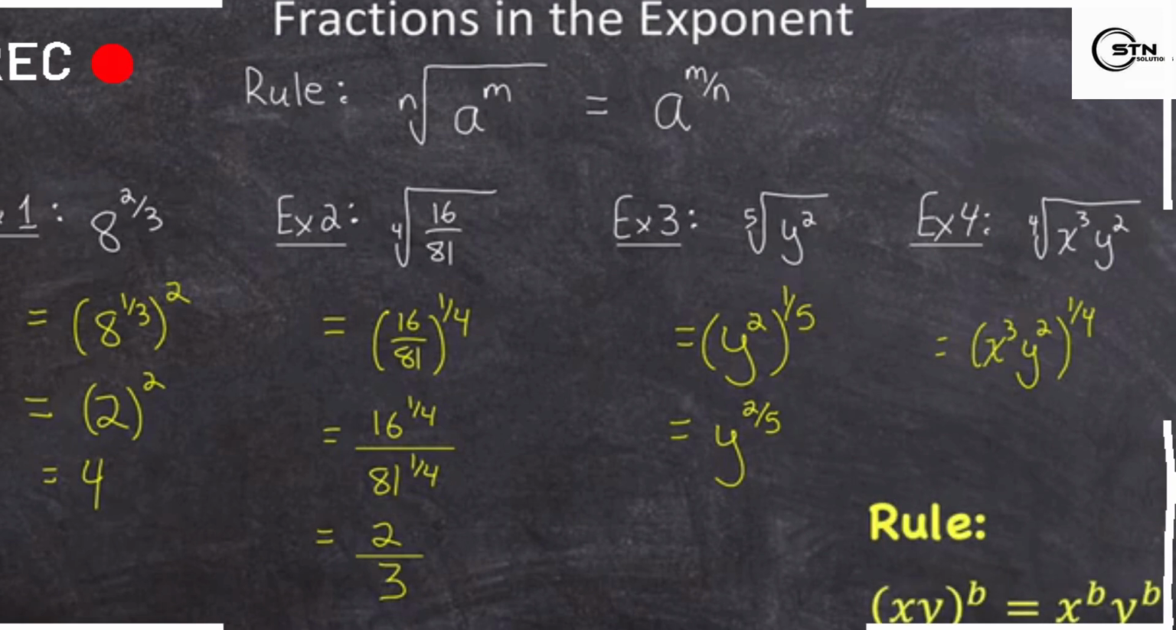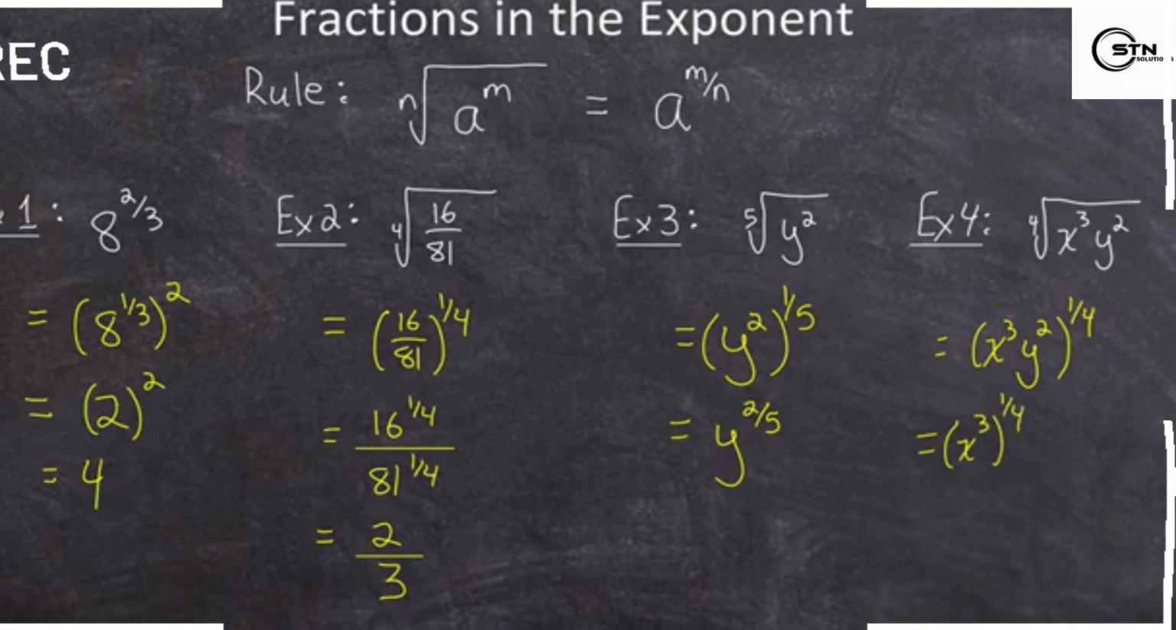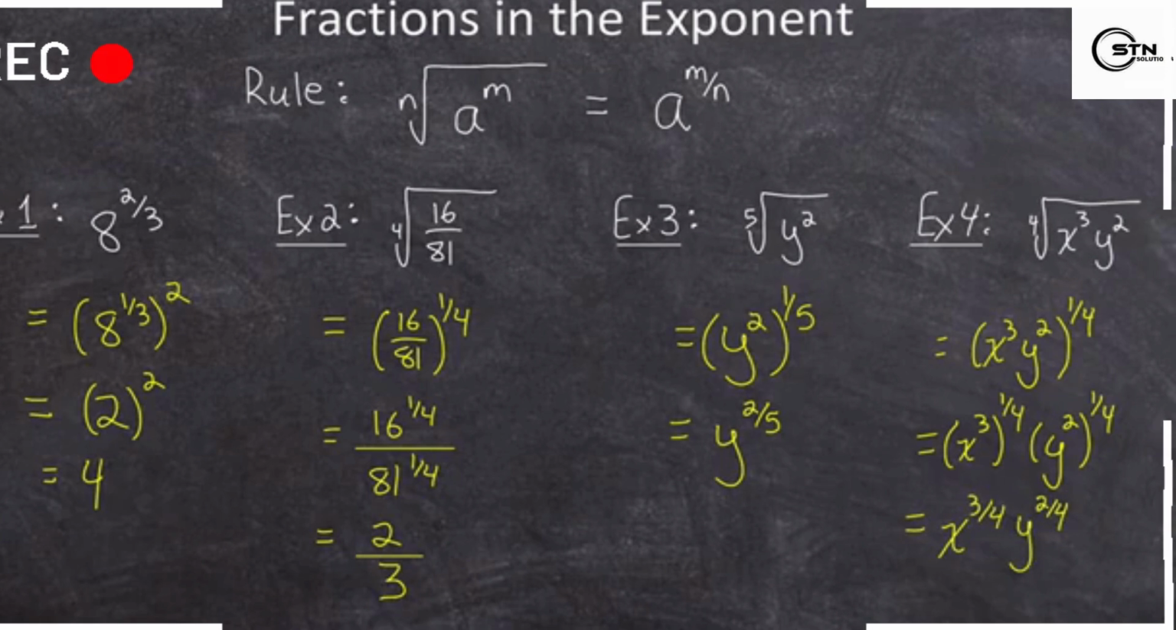And when you have a power of a product, that exponent applies to both factors of the base. So I would have x cubed to the 1/4 and y squared to the power of 1/4. And multiplying the exponents together, I would have x to the 3/4, y to the 2/4. But of course, 2/4 could be reduced to a half.